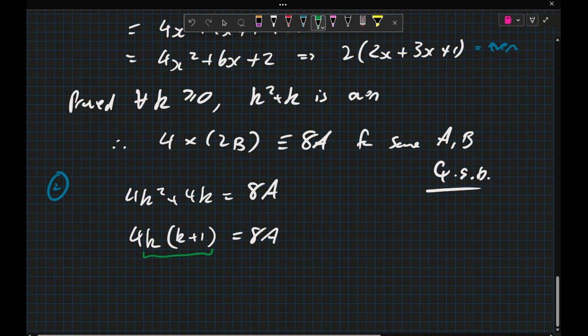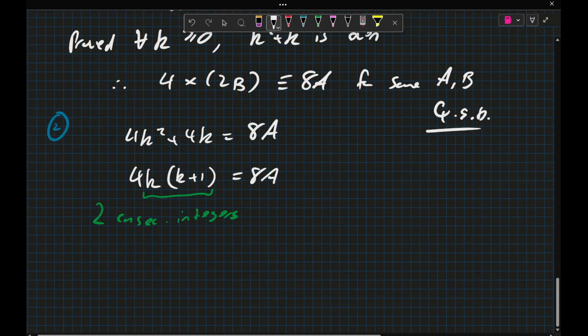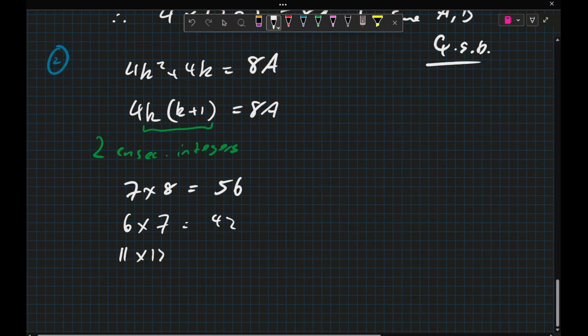Now, if you pay attention to this, we have an odd number times an even number, technically, or, in other words, this is a product of two consecutive integers, which is an odd times an even. So it's handy enough to know that if you have an odd times an even, so we'll say 7 times 8 as just an example, it's 56. If we do 6 times 7, it gets 42. Even something which is 11 times 12 is 132. We're always going to end up with an even number. So this is always even.